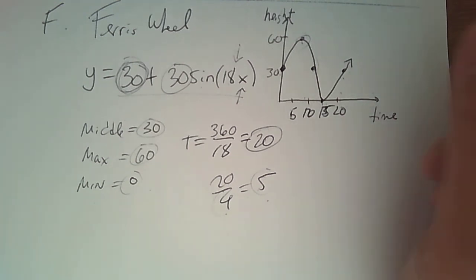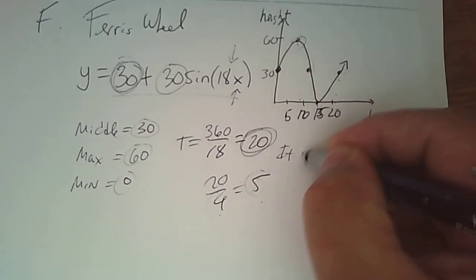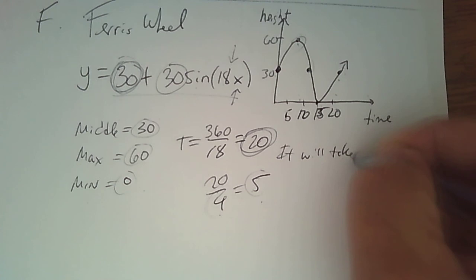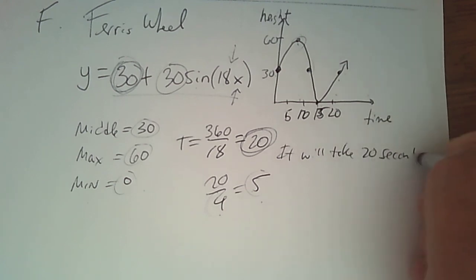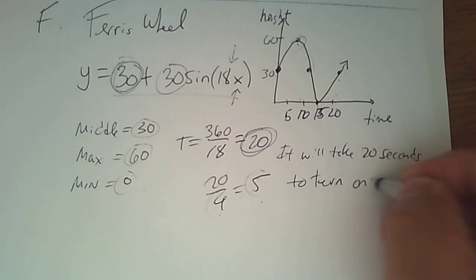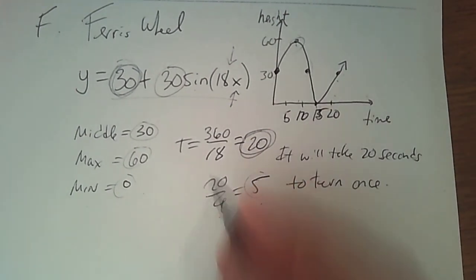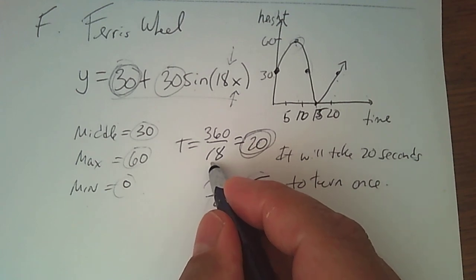Oh, there's one question. How long does it take the Ferris wheel to turn once? And we just answered it. This answer here, it will take 20 seconds to turn once. So how long will it take to complete? And the answer is 20 seconds. And we found that, and we had to have a better understanding.